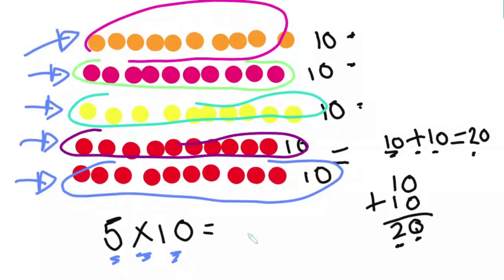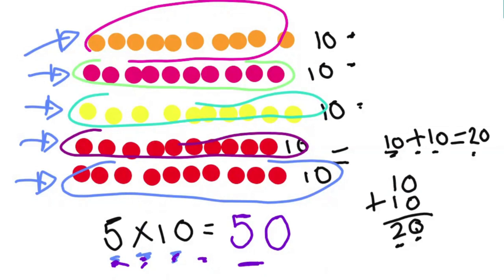But how do we write the number 50? Now we know that we have 5 groups of 10, or 5 tens, and we don't have any ones, so we put a placeholder here. We don't have any ones. So 5 groups of 10 is the same as 50.